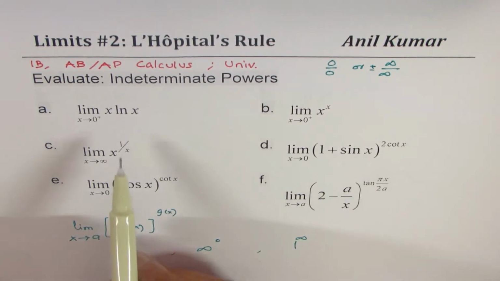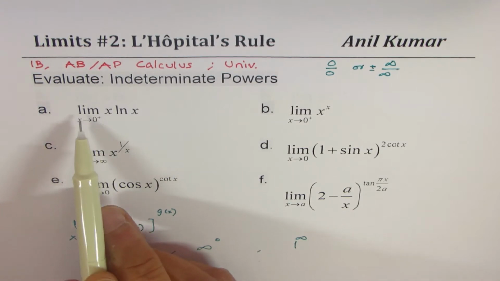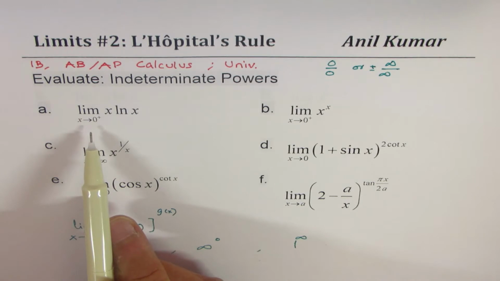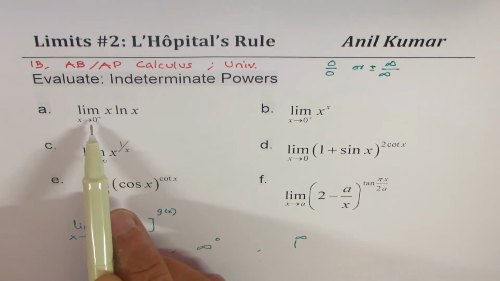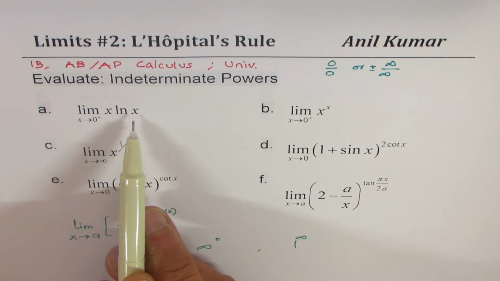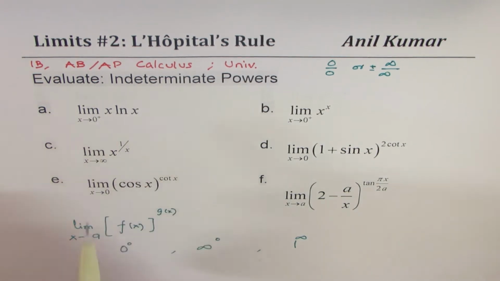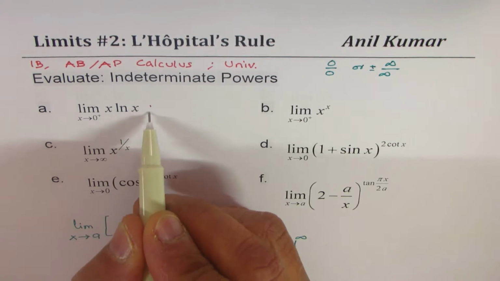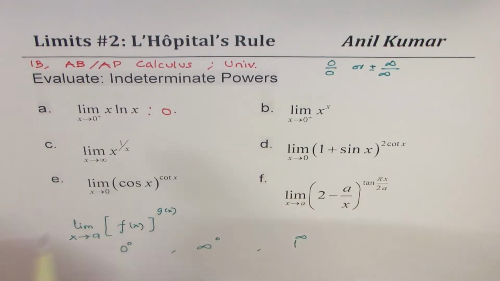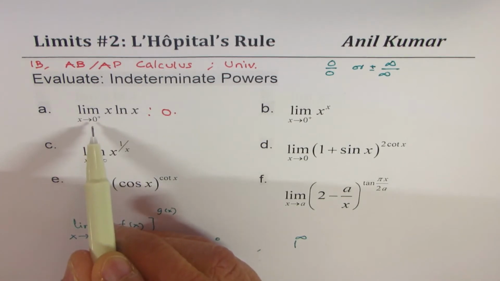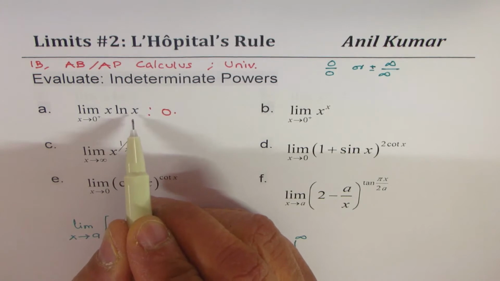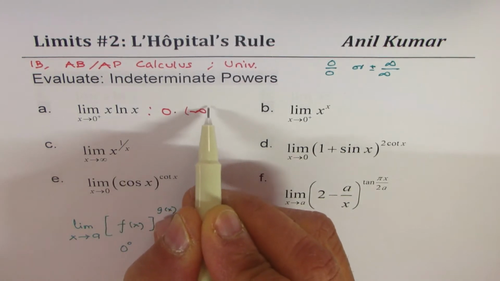Now the very first one is basically limit of x times ln x when x approaches 0 from the positive side. Well, ln x is a function which is defined only when x is greater than 0, right? Here you will see that we are talking about a product. If I substitute 0, I get 0 times ln of 0, which is infinitely large, but a negative value, so which is minus infinity.